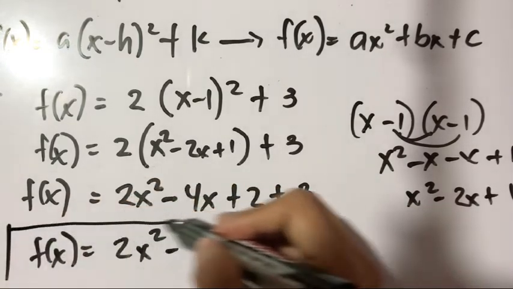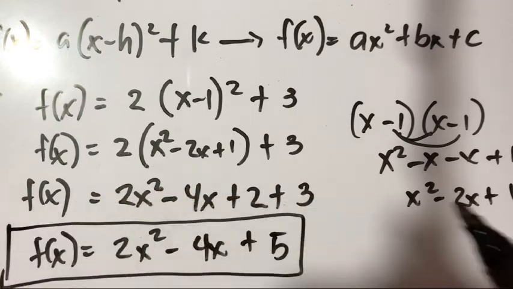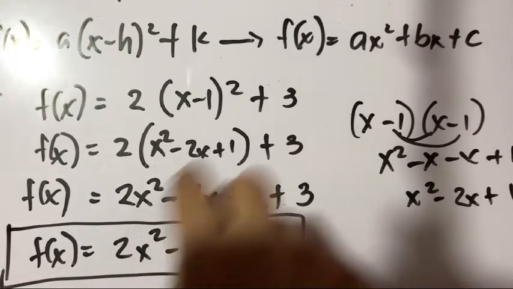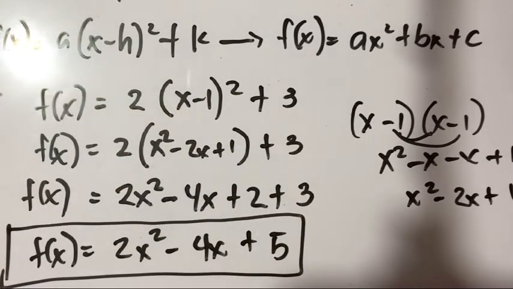To check if it is still equivalent, try to compare with the previous example, no? Because each form is still the same. Try to check if the result is still the function 2x squared minus 4x plus 5. So that's how it is.